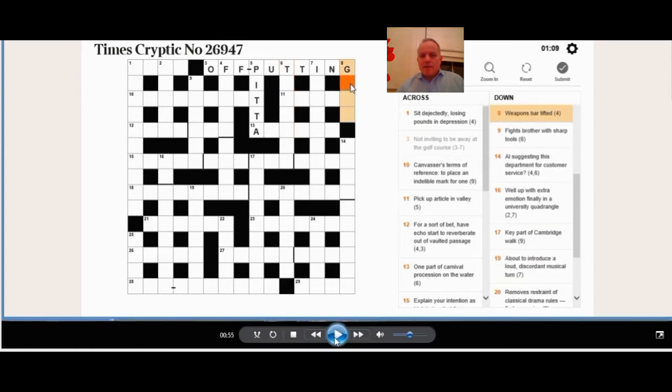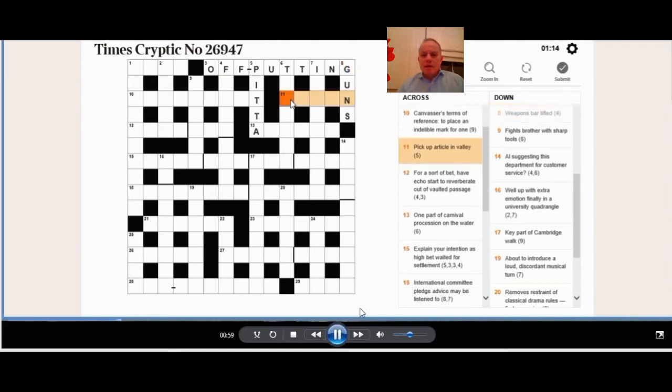Eight down, however, begins weapons, and with a four-letter word beginning with g, I think a lot of people would be able to get that. Bar lifted is snug reversed. 11 across. Here I was looking at valley, which isn't the defined answer, but it's an important part of the wordplay. You put A in a word for valley, and you get glean, which can mean pick up in one sense.